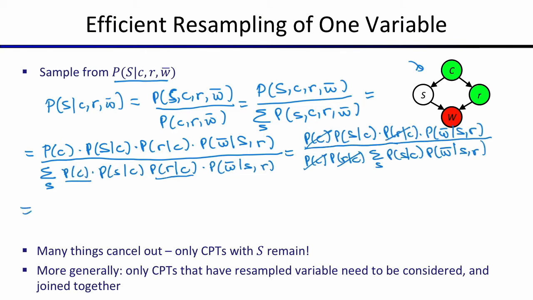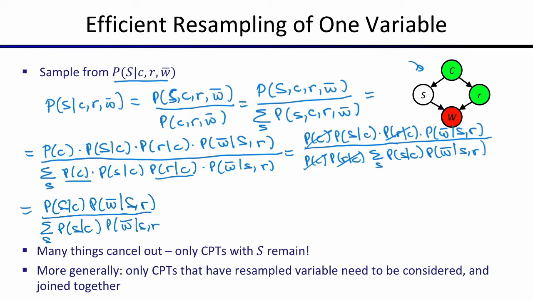And what we got is the following. It's going to be the probability of S given C and the probability of not W given S and R, over the sum over S of the probability of S given C times the probability of not W given S and R. So if you look at this expression here, we can see that actually what we have in the denominator is a normalizing constant.